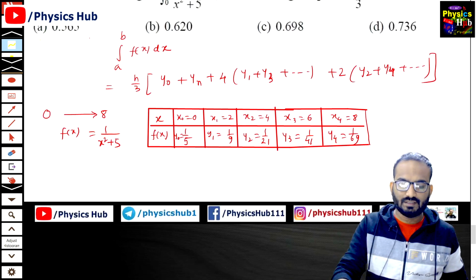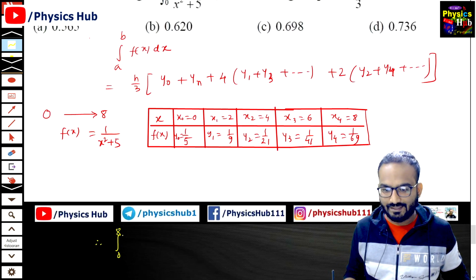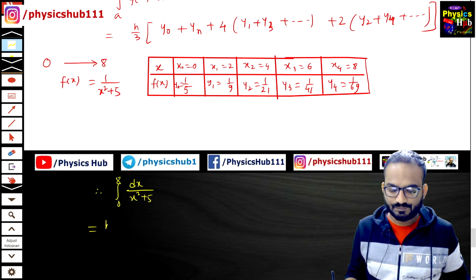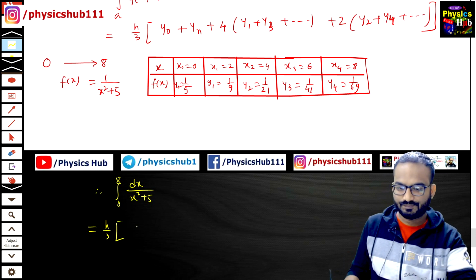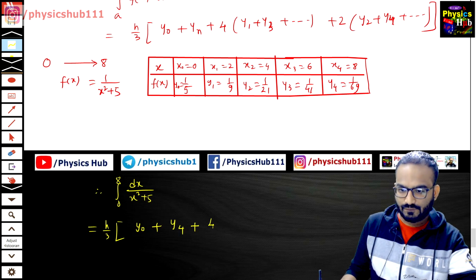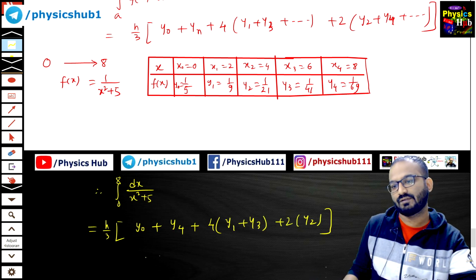Now we can utilize the Simpson's 1/3 rule. So the integral from 0 to 8 of dx by x square plus 5, what will be its value? The formula is h by 3, where h is given to you, times y0 plus y4, yn is y4, plus 4 times odd terms y1 plus y3, plus 2 times even term. y2 is the even term.